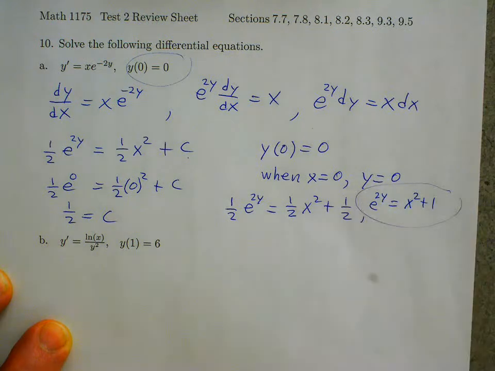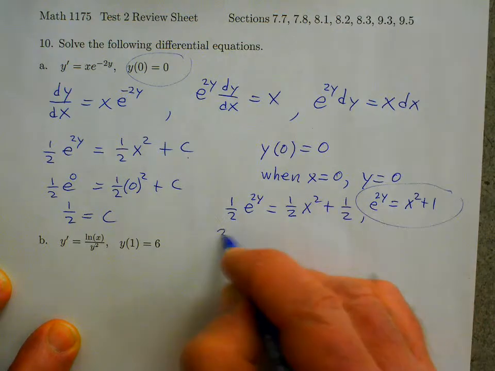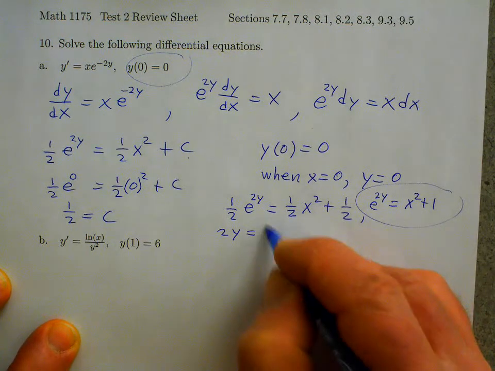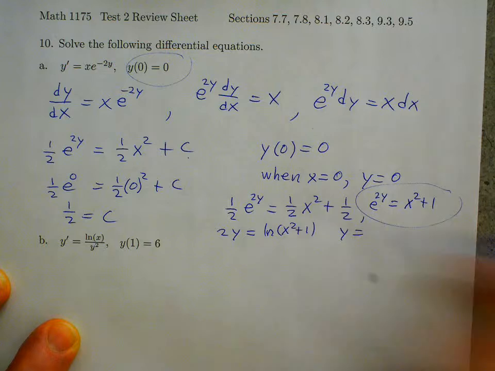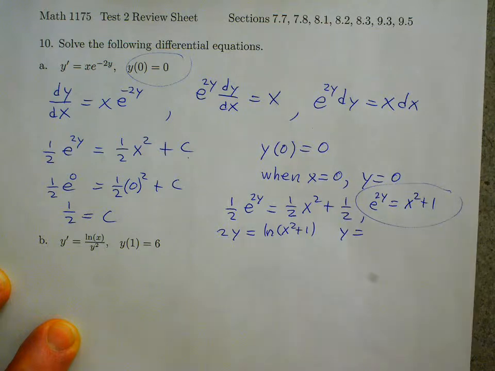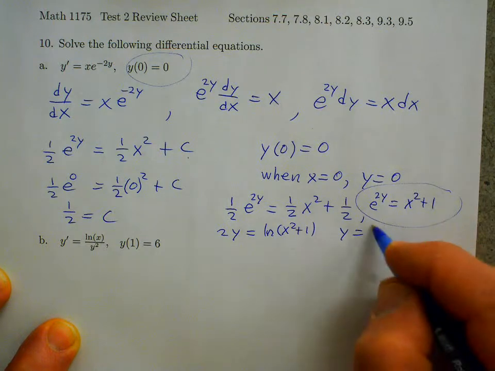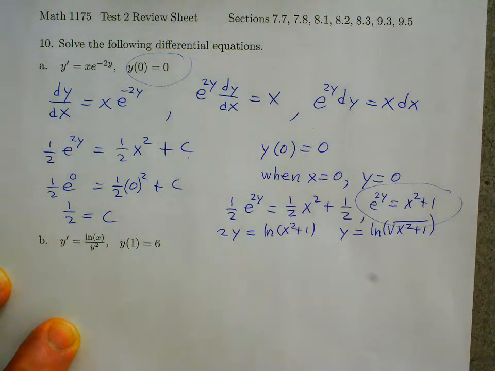And now how do I solve for y? Yeah, take the natural log of both sides. The natural log of e to the 2y is 2y. Natural log of x squared plus 1. And so y is equal to the natural log of x squared plus 1 divided by 2, or 1/2 times the natural log of x squared plus 1, or you could write that as the natural log of the square root of x squared plus 1, if you want. Those are all equivalent, right?